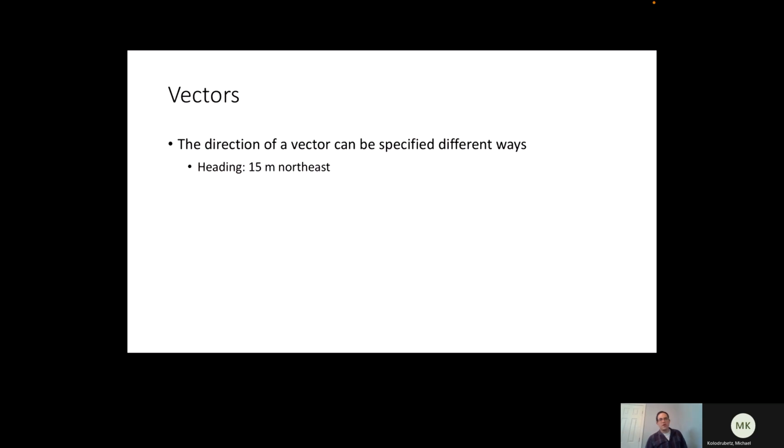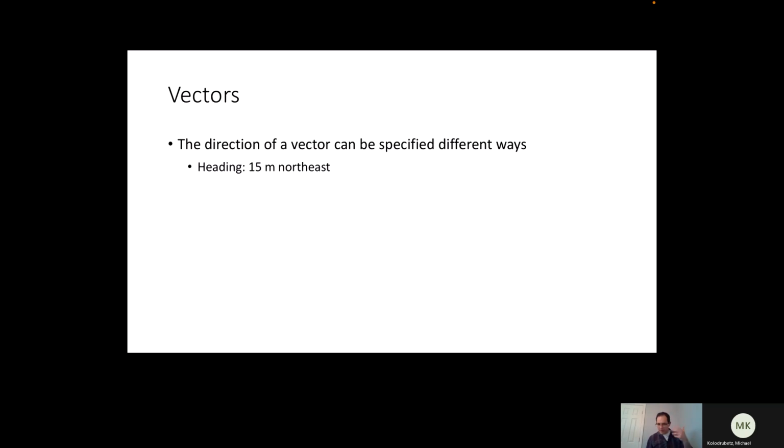Okay. So there are various different ways that we can specify vectors. The direction, for example, I can specify in various different ways. For example, what I just said, 200 meters per second going north, that's called the heading. It's like what you would do if you were an airline pilot. So I could say 15 meters due northeast, that would specify the direction of a vector.